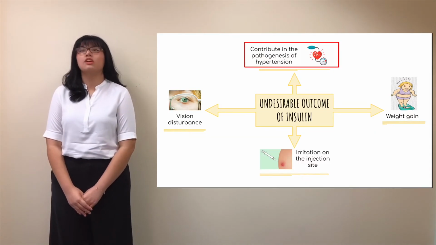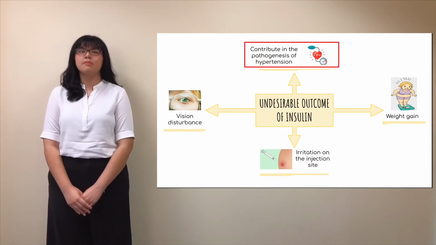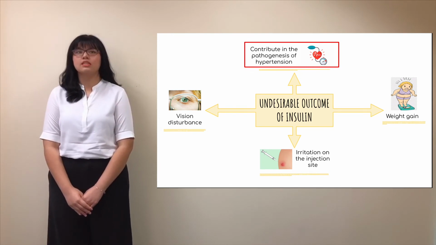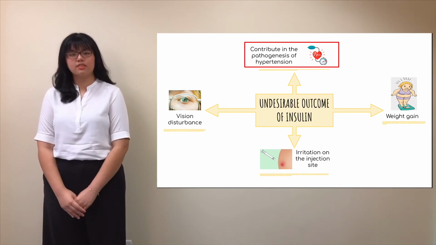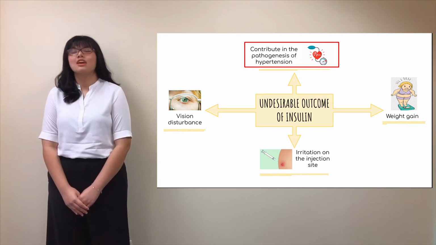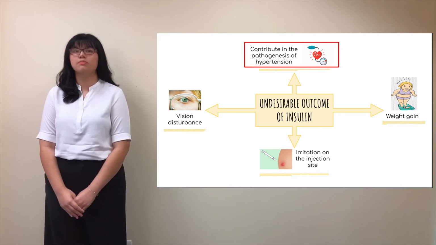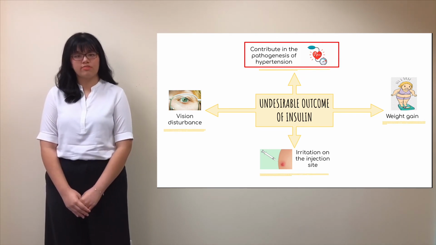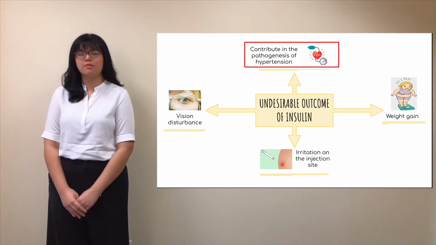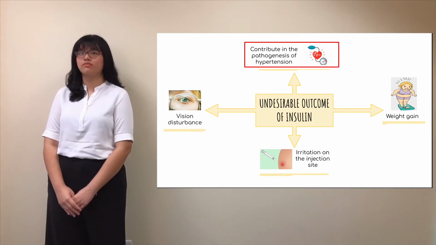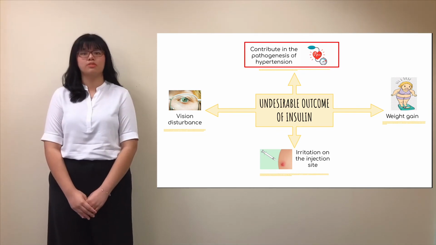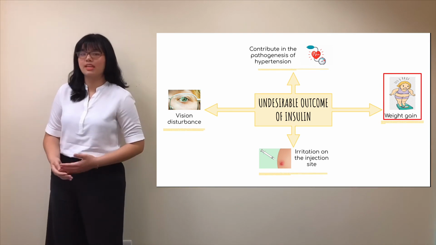Secondly, development of hypertension. Insulin may contribute to the pathogenesis of hypertension by stimulating the sympathetic nervous system, promoting renal sodium retention, and/or stimulating vascular smooth muscle hypertrophy. It may induce dyslipidemia by promoting hepatic synthesis of very low density lipoproteins.